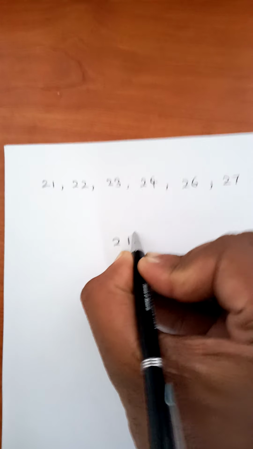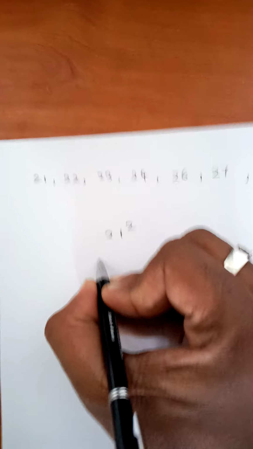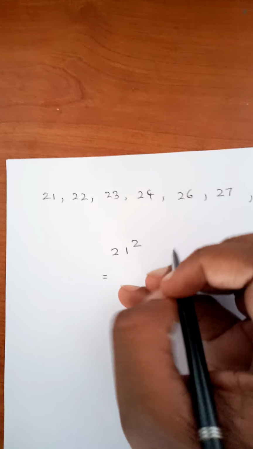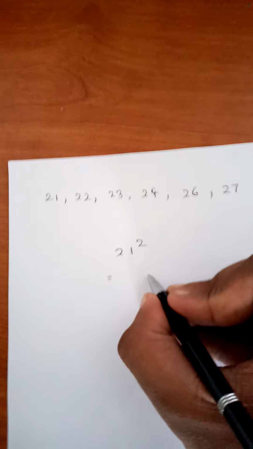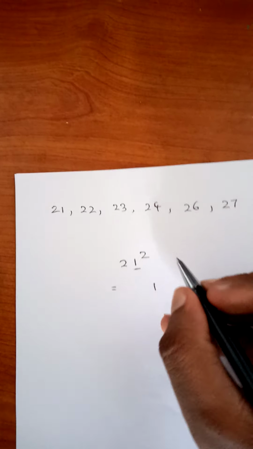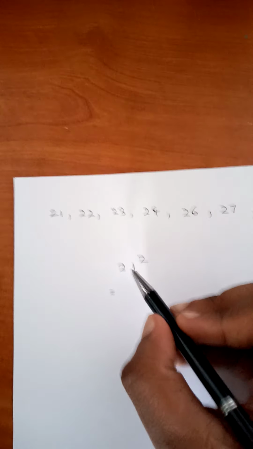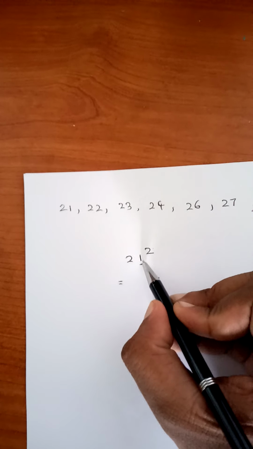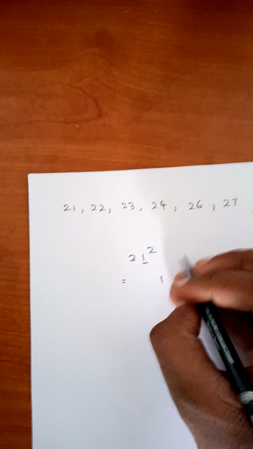Here, 21 square, how do we get this one? Here this is a similar method. First we take the ones place square. What is the ones place square? 1. Okay, then we take the multiple of both numbers. Both numbers means these three numbers. 2 times 1, 2. 2 times 2, again 4.